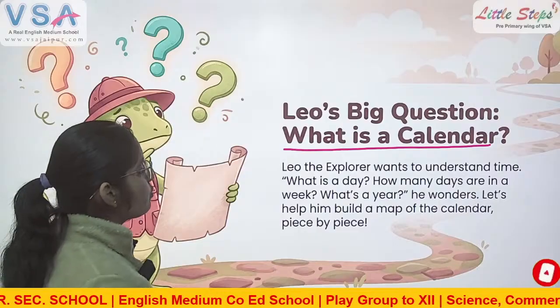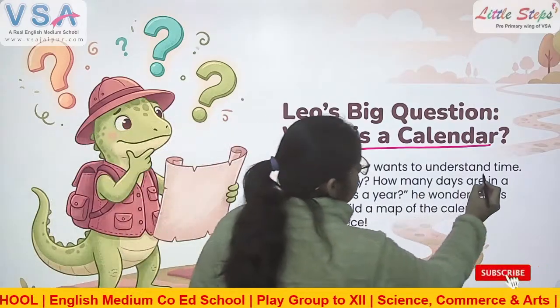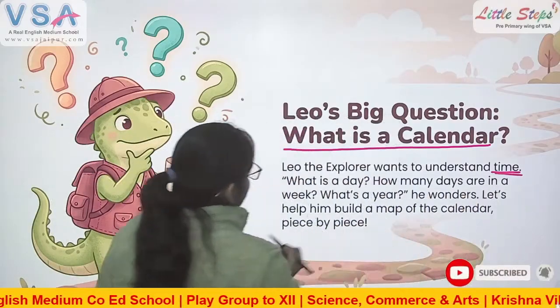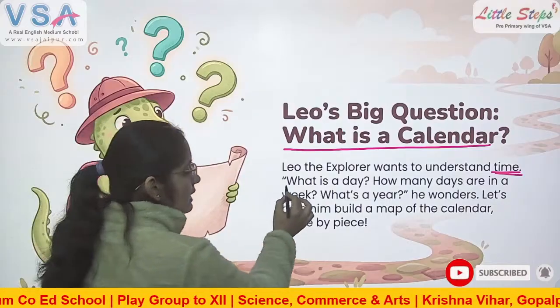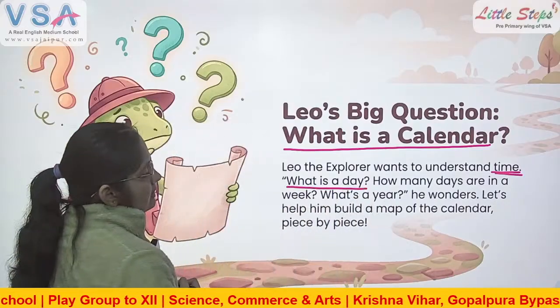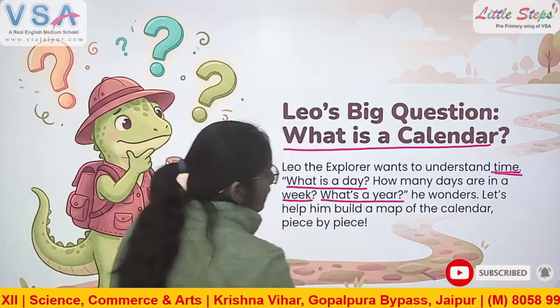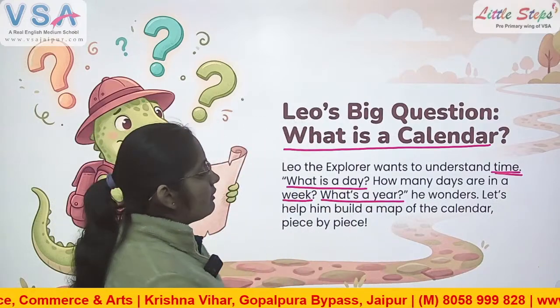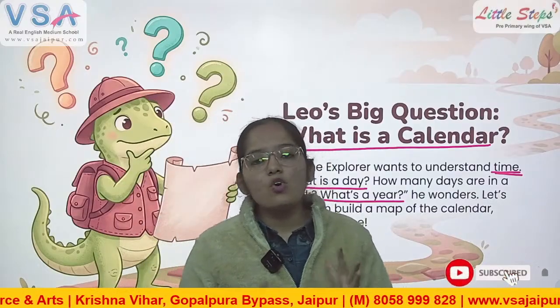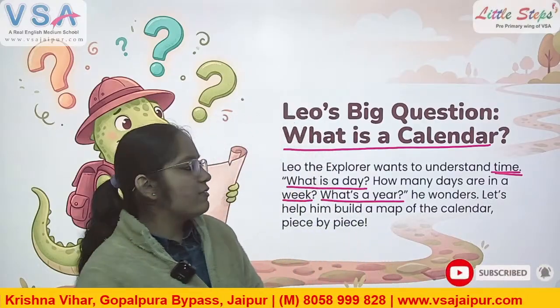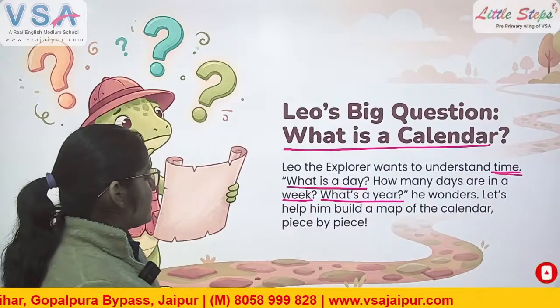Okay, Leo the explorer wants to understand time. He wants to understand time. What is a day? How many days are there in a week? What is a year? He wonders. He doesn't know what a year is. How many days are there in a week? And what is a day? He doesn't know all of that.